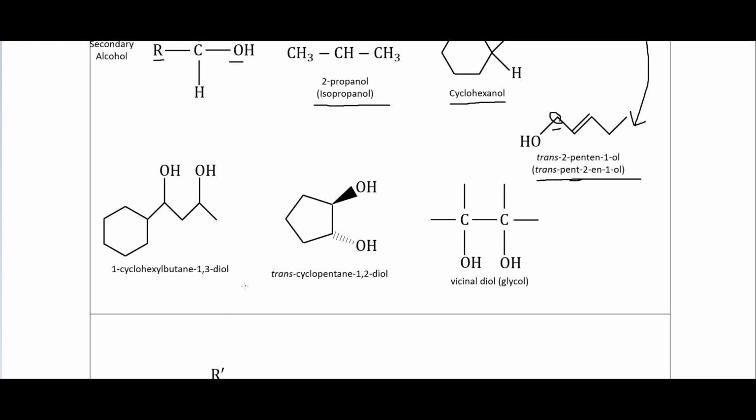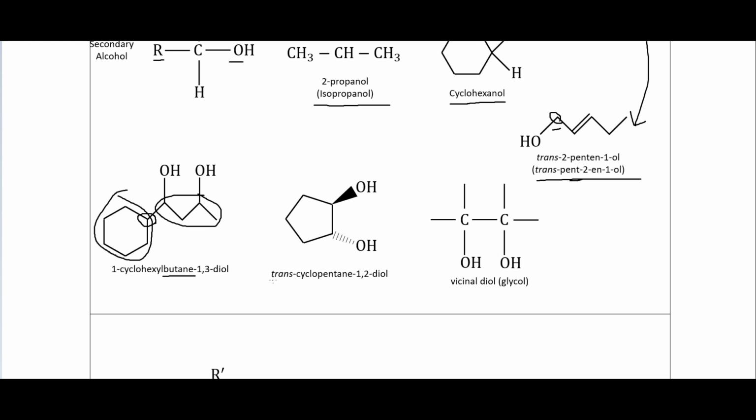We can also have diols, which means that it has two hydroxyl or alcohol groups on it. So for instance, right here we have 1-cyclohexylbutane-1,3-diol. We have the cyclohexyl group right here. Then we have this butane group with two alcohol groups on it. The butane group is coming off of what we're calling the one carbon. So it's 1-cyclohexylbutane, then 1,3-diol.